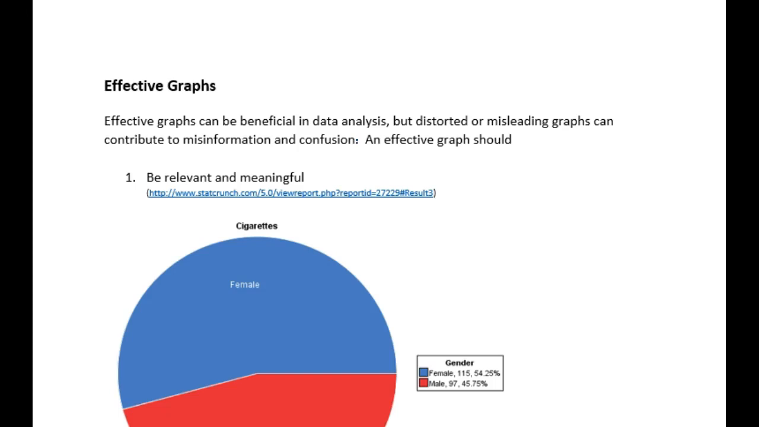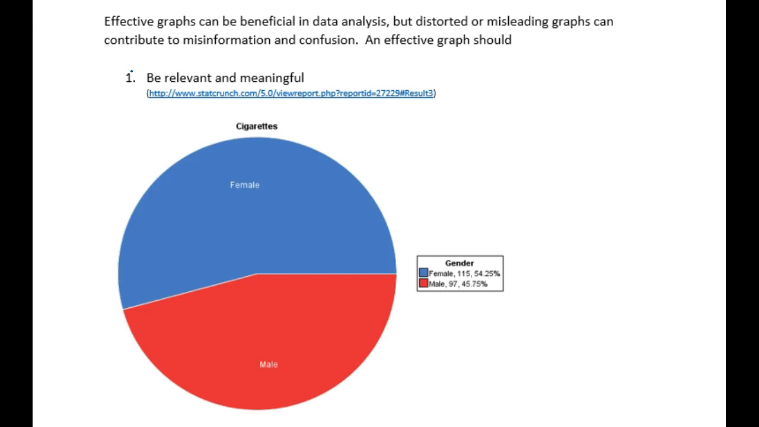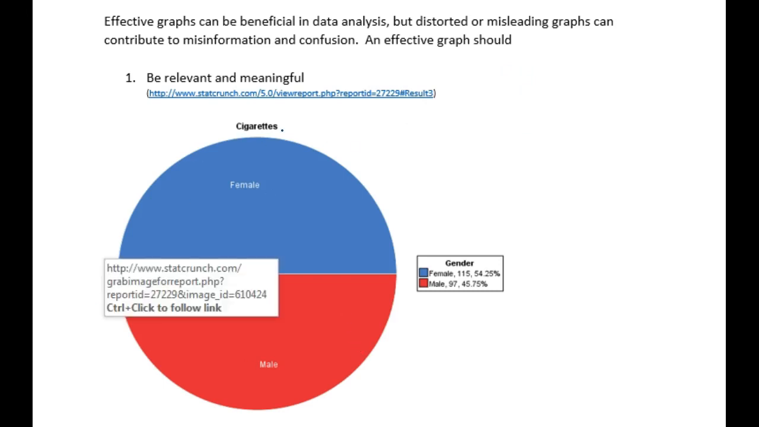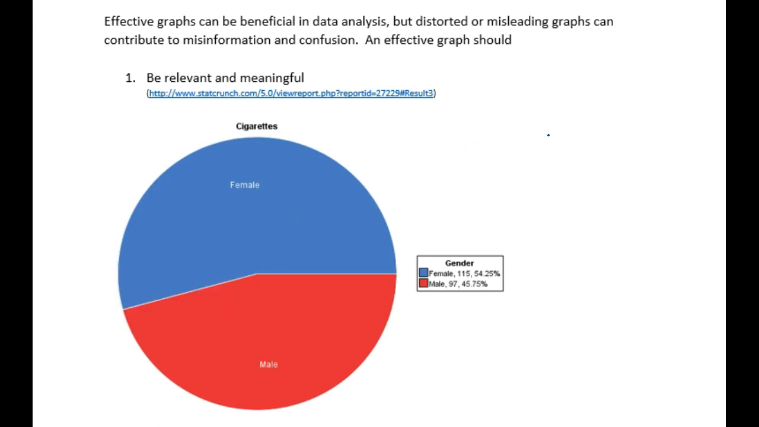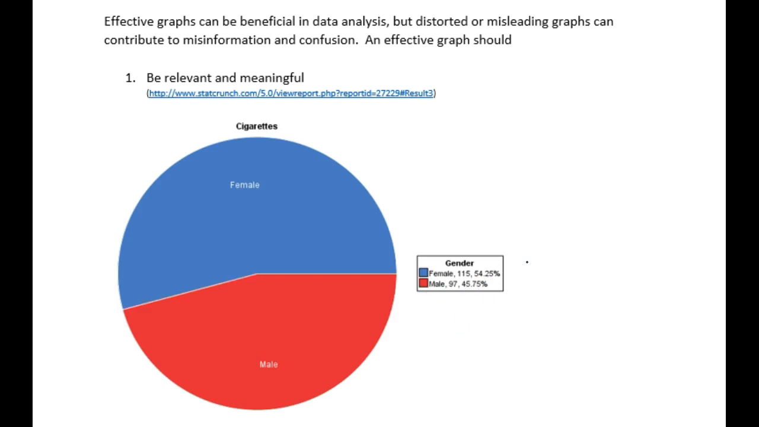So just some rules of thumb around creating an effective graph or working with an effective graph would be the following. The first point is that an effective graph should be relevant and meaningful. There are different ways of interpreting that idea, but think about the following chart, showing cigarette usage between females and males. It shows that females represented about 54.25% and males represented about 45.75%.